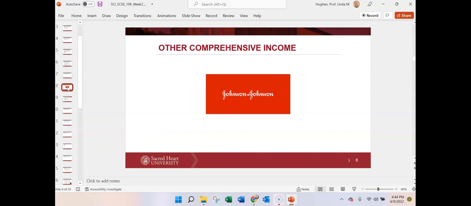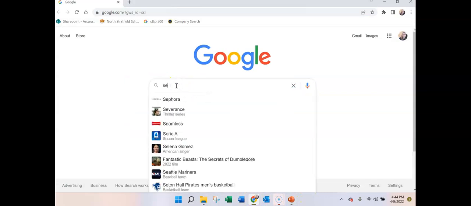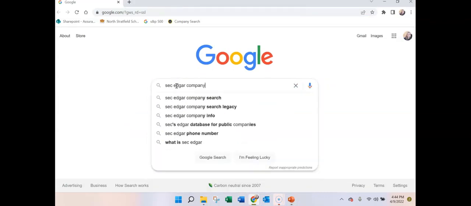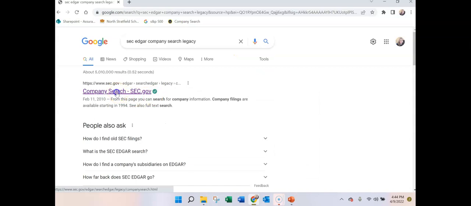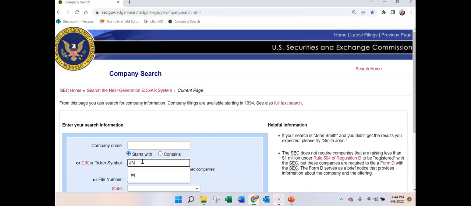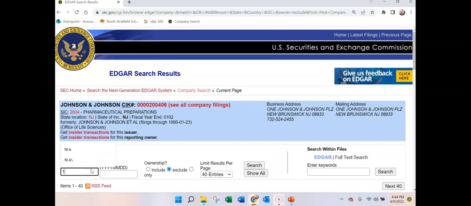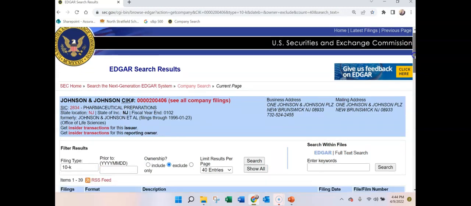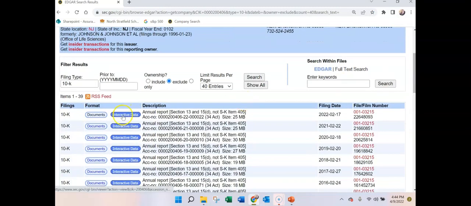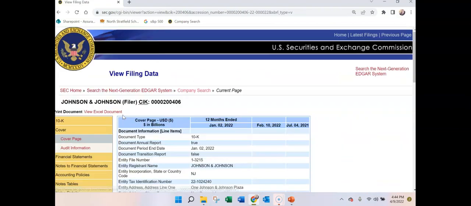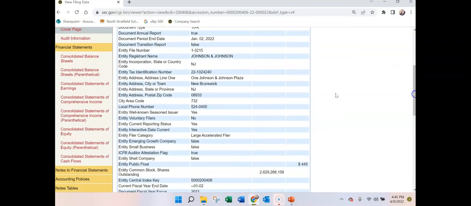Let's take a look at the statement of comprehensive income and at other comprehensive income for Johnson & Johnson. So we are going to search SEC EDGAR Company Search. I like Legacy. Ticker symbol JNJ. Filing type 10K. We're going to look at the most recent. Since we're looking at financial statement data, I am going to start by clicking on interactive data, go to financial statements, and now I'm looking for the statement of comprehensive income.